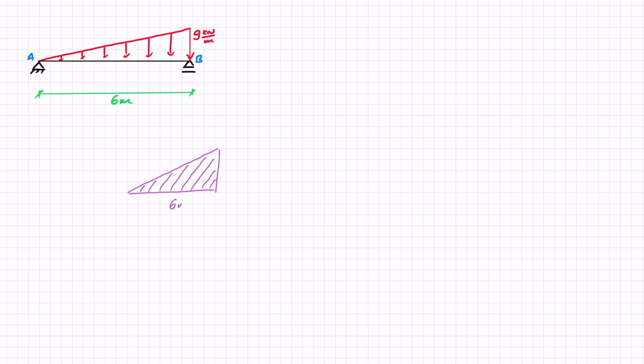We have here 6 meters in length and 9 kilonewtons per meter for the height. So the equivalent force is always going to be the area, and in this case it's 9 times 6 over 2, which gives me 27 kilonewtons. And I can see that the units are correct, because I've got kilonewtons per meter times meters, and that gives me kilonewtons. So that is the equivalent load that this distributed load applies on the beam.